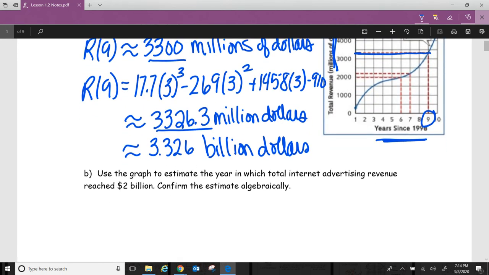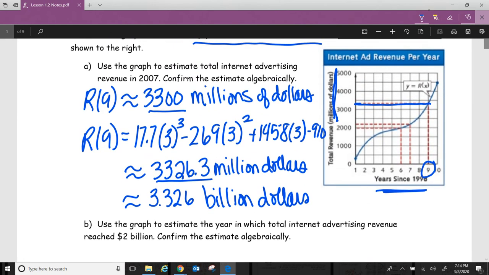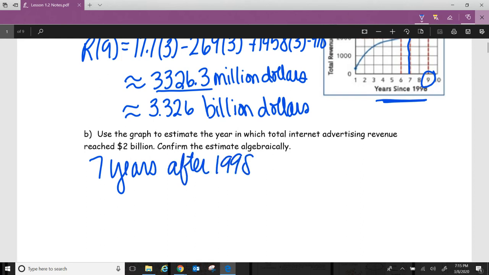All right, for B, it says use the graph to estimate the year in which total internet advertising revenue reached $2 billion. So now they're asking me to find the x value at a y value. I'm going to come over to where my y is 2000, and I'm going to say that is approximately 7 years since 1998. So 7 years after 1998, and what year would that be? 7 years after 1998 would be 2005.